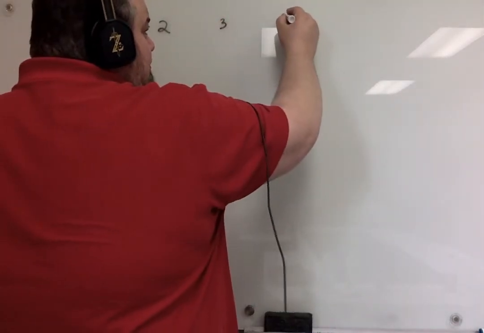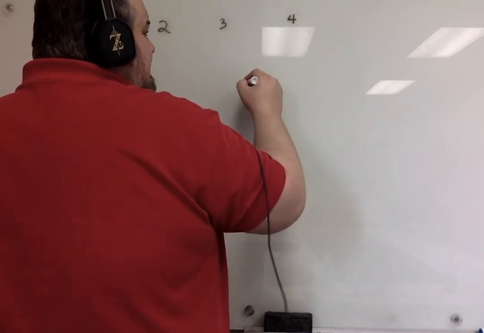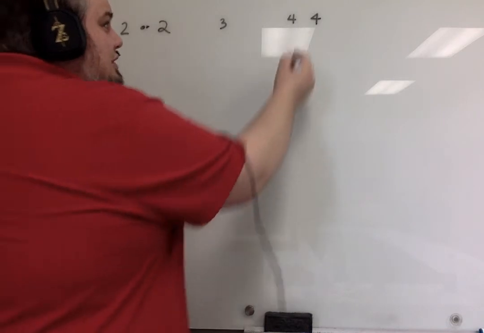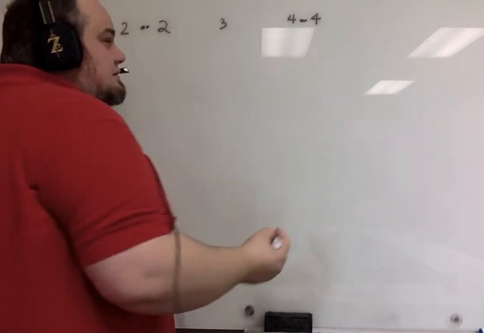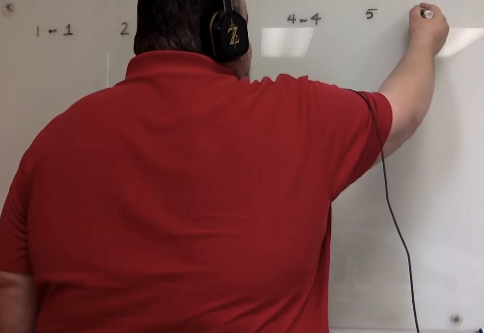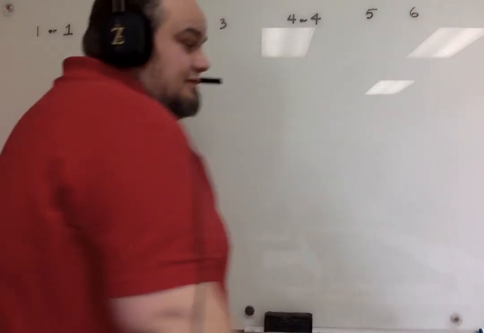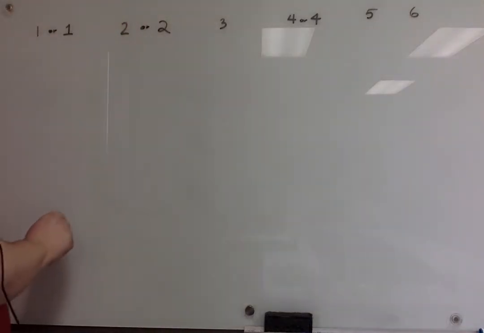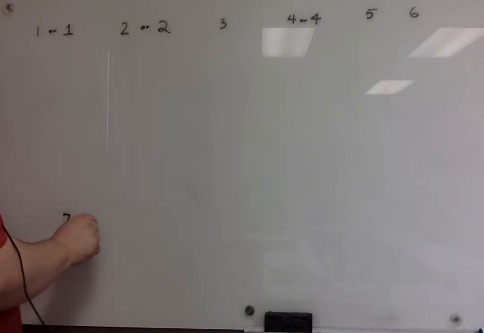and 4. Now, 4, most people just write like this. Sometimes you'll see like this. Either one is correct. And then 5 and 6. All of these are familiar to you, of course. And then we have 7. Now, I always cross my 7s. Some people don't. So, some people just write a 7 like this.